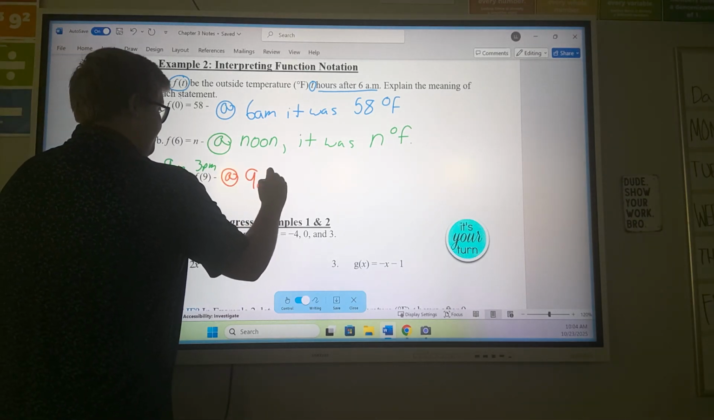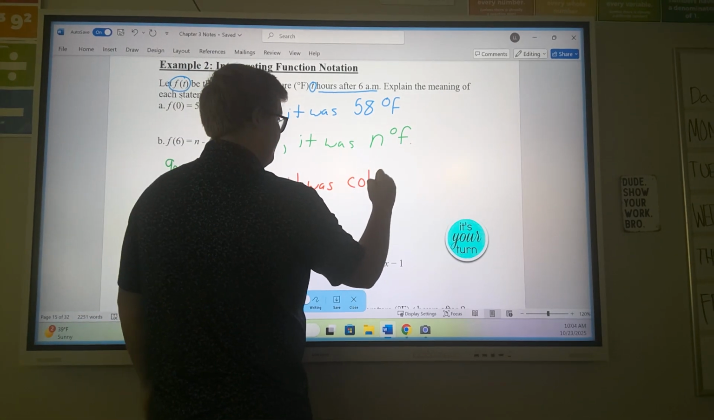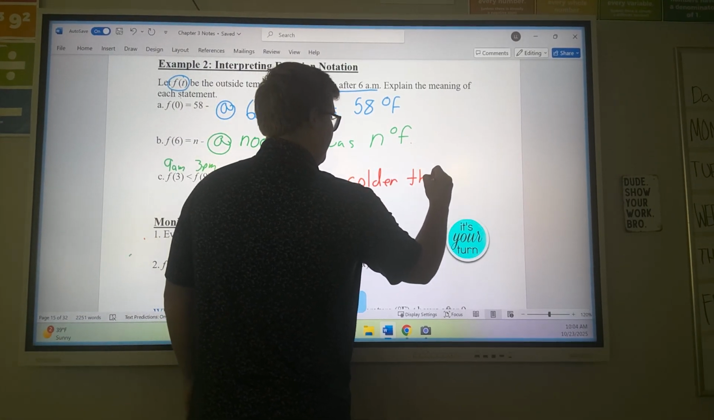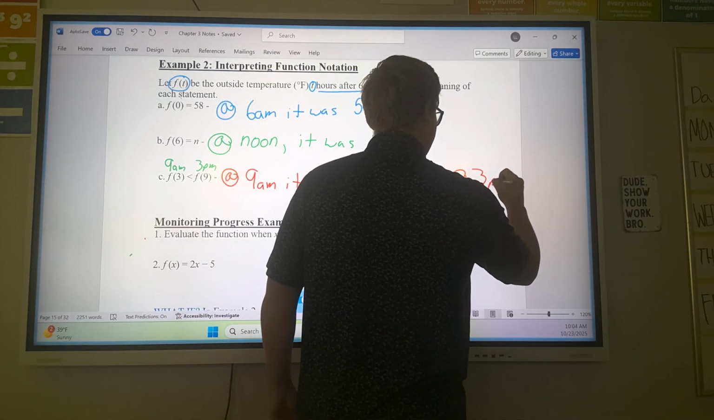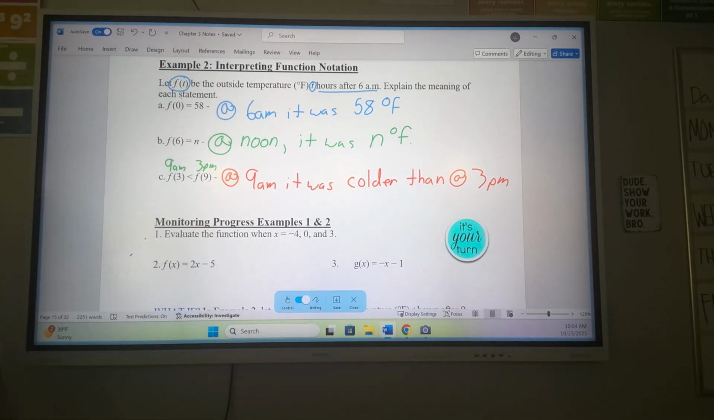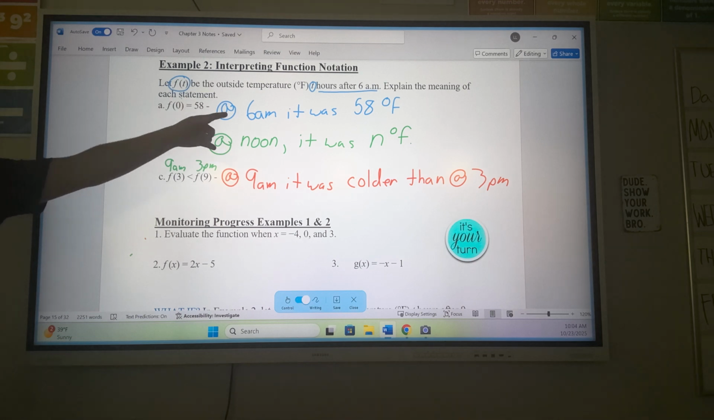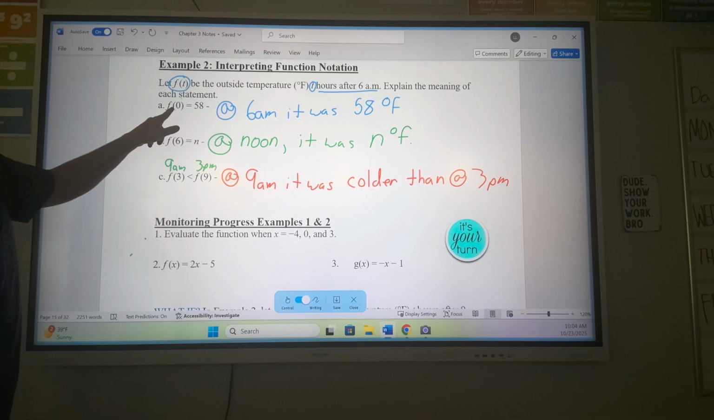At 9 a.m. it was colder than at 3 p.m. Not too challenging, right? We are just reading what this says, and we are writing it down. Again, in this situation, t was the hours after 6 a.m., and our number was the degrees at that time.